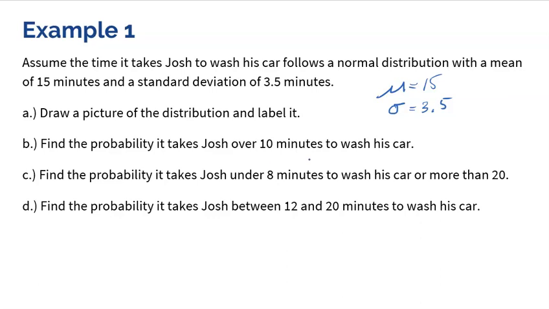Now I want to note, for the second time in this video, I cannot find any exact value in and of itself. So if I say, what's the probability it takes Josh exactly 16 minutes to wash his car? Cannot find that. The normal model is incapable of doing exact values. It can only do intervals: above, below, or in between. All right, so let's take a look at these four things with my picture.